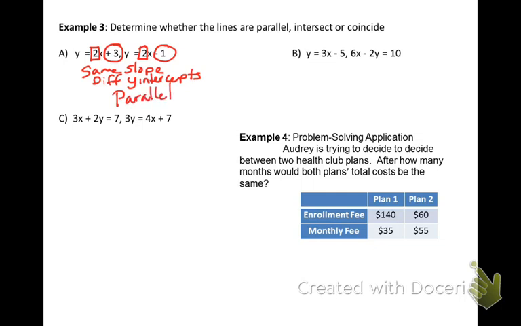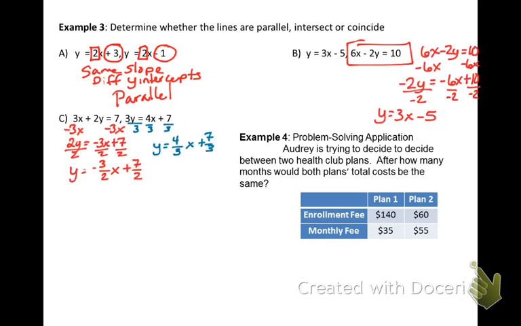Okay, let's look at B. Well, y is not by itself on the second one, this one right here. So we need to get y by itself. So go ahead and do that. All right. So on B, I got y by itself, and the slopes are 3, and the y-intercepts are -5. So that means they coincide. They coincide because they're all the same throughout. It just means it's one line. They're the same line.